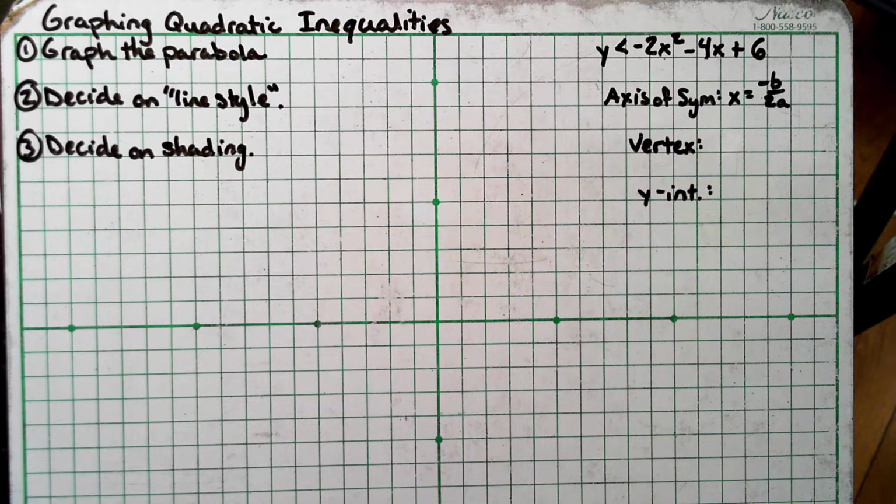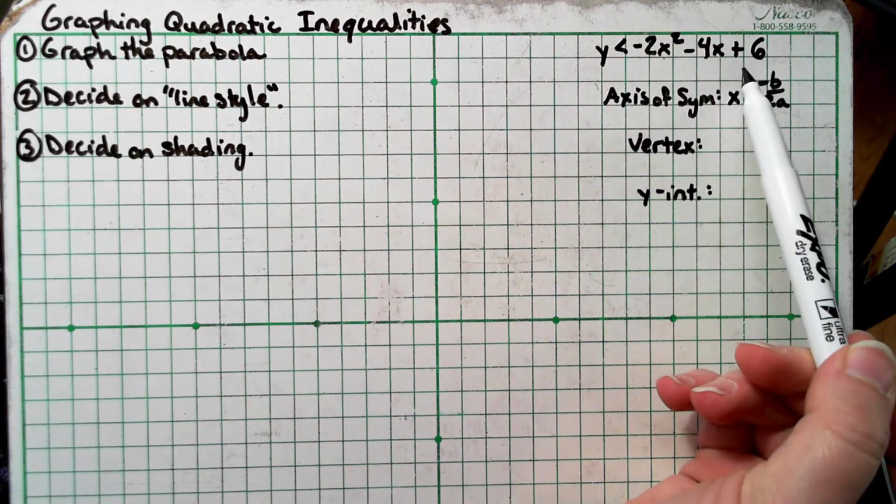Hello everyone, and welcome to a review of how to graph quadratic inequalities. So I've written some steps. You start out by graphing the parabola like normal. Then you decide on a line style, meaning is it dotted or is it a solid line? And then you decide on where to shade. Those are pretty usual steps when you're graphing any inequality. So today we're focusing on quadratics.